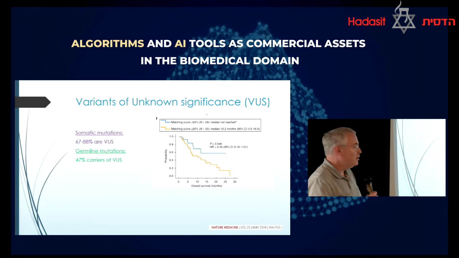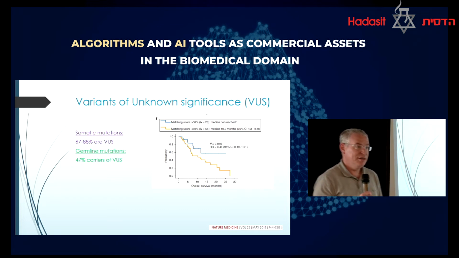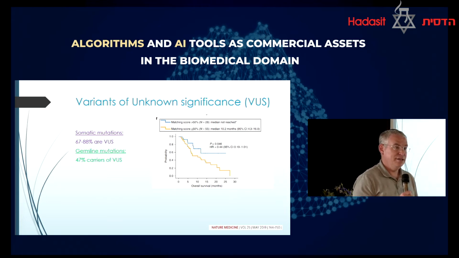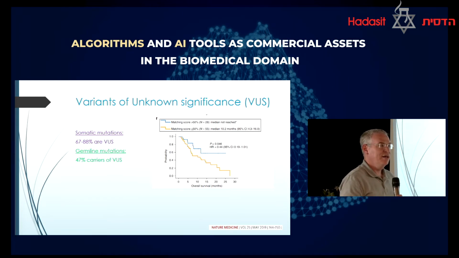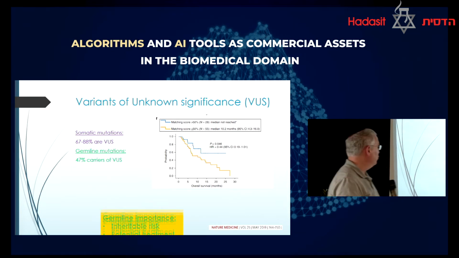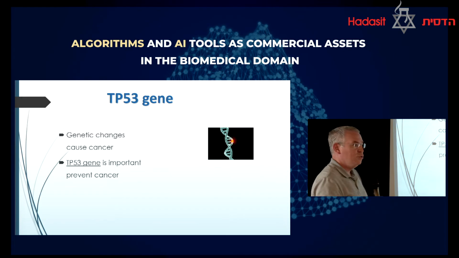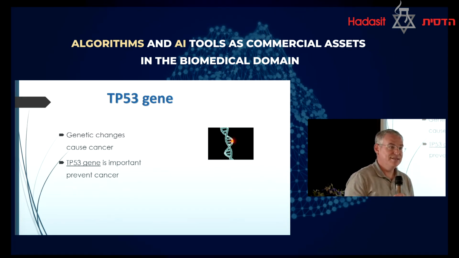And not less important is the germline mutation. 13% of sporadic cancer patients carry an inheritable mutation, but 47% of them are carriers of variants of unknown significance in cancer genes, and we don't know how to tell them whether they are at risk for additional cancer or whether their relatives are at risk for additional cancer. And I would like to give an example of how we try to address this problem.